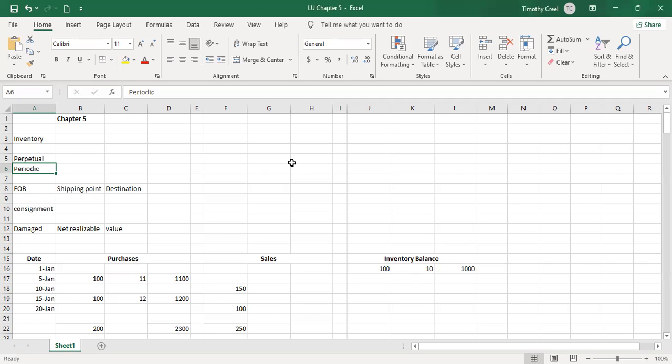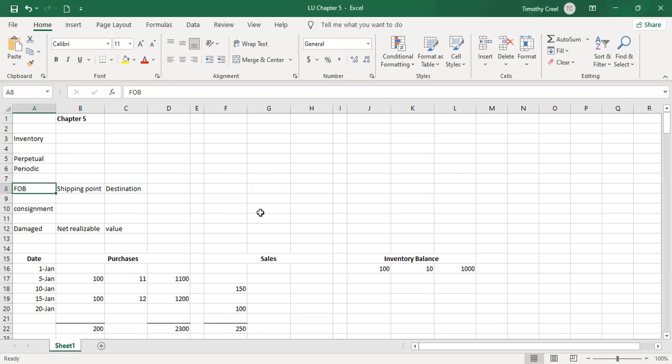So periodic, not used as much anymore. Still kind of a hybrid method, maybe used somewhat with some grocery stores, but not used as much. Most people use perpetual since systems are able to update things on a regular basis as new items come in, as items are sold. Now, you've got another thing here called FOB.